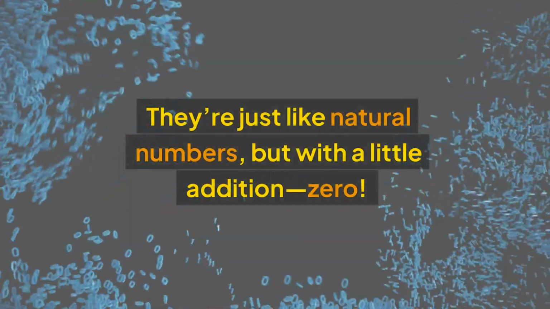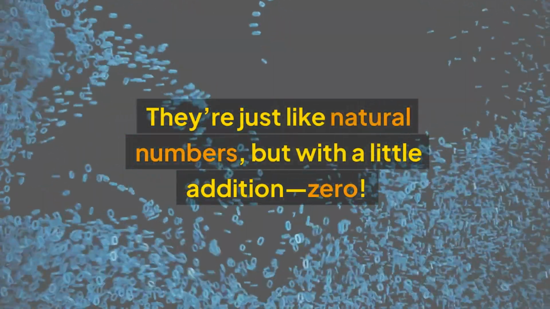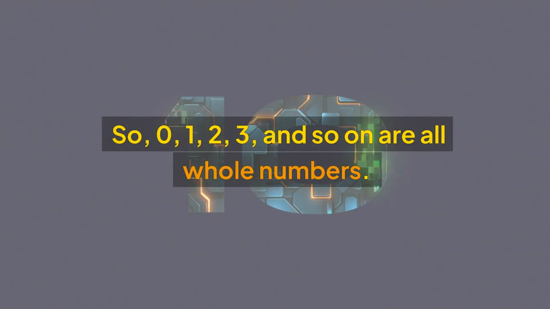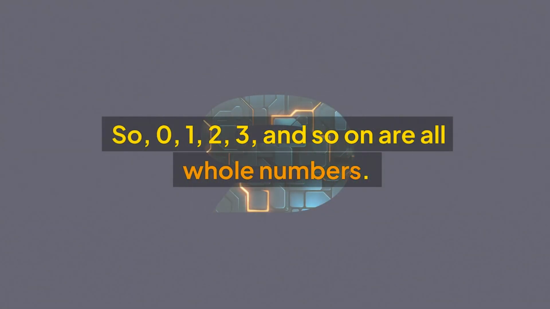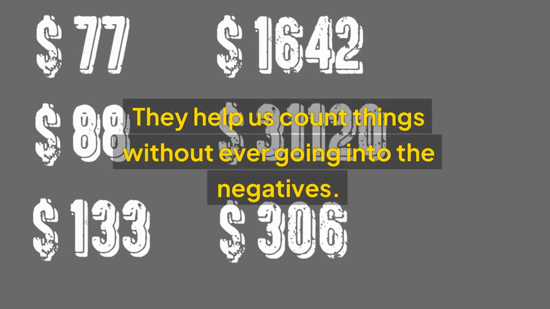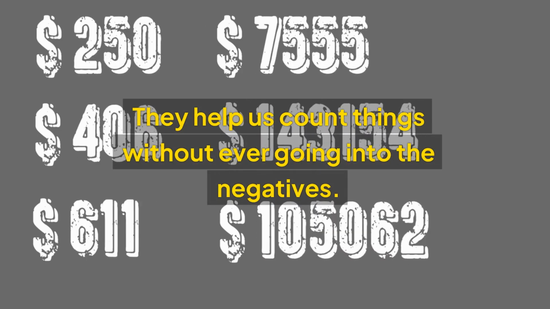Next, we have whole numbers. They're just like natural numbers, but with a little addition, 0. So, 0, 1, 2, 3, and so on are all whole numbers. They help us count things without ever going into the negatives.